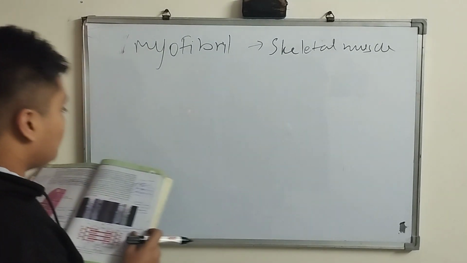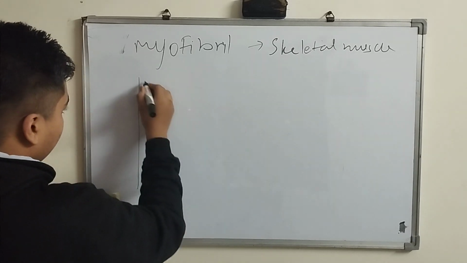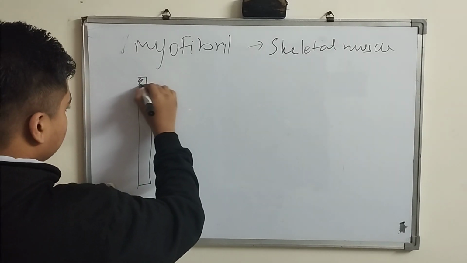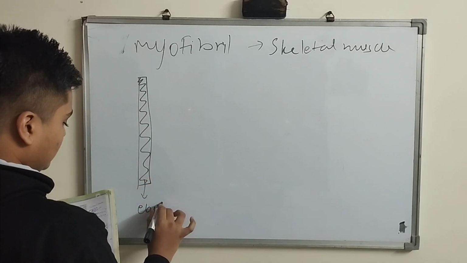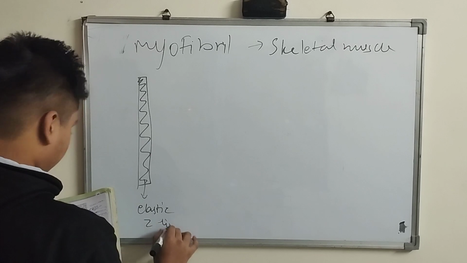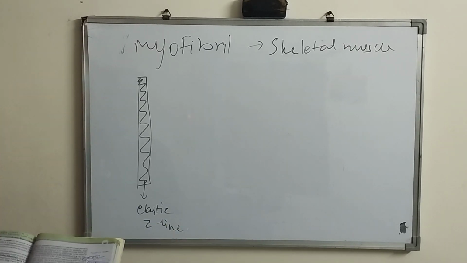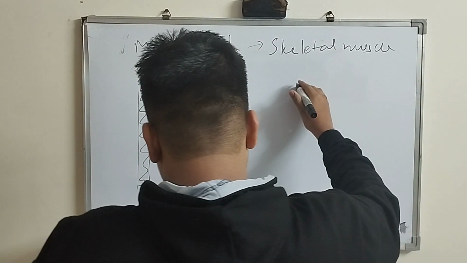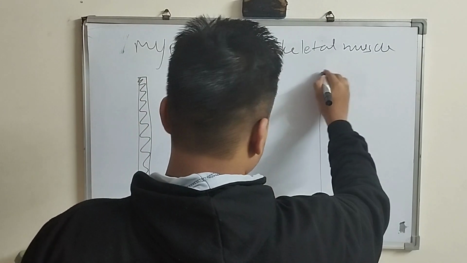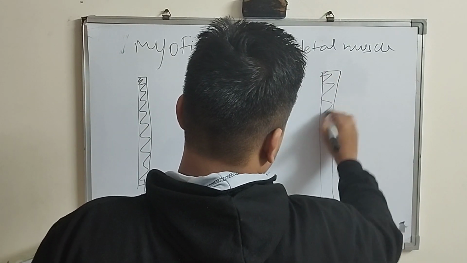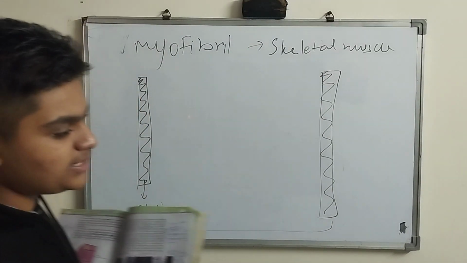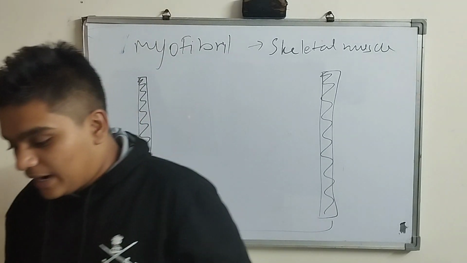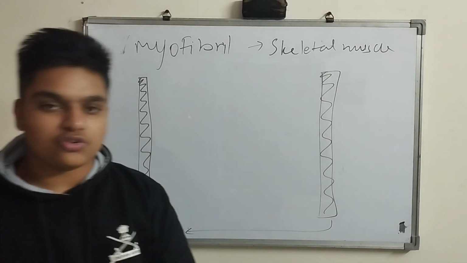Now how are these arranged? This is your one Z line. What is the nature of the Z line? Elastic. Remember, elastic Z line. The second one is here, the second Z line. And the unit which is present between two successive Z lines is called a sarcomere, and it is the contraction unit of the muscle.